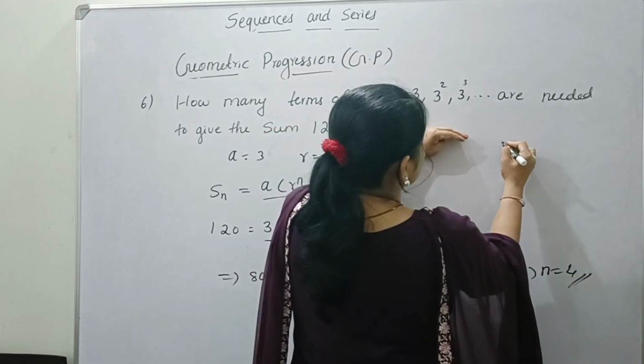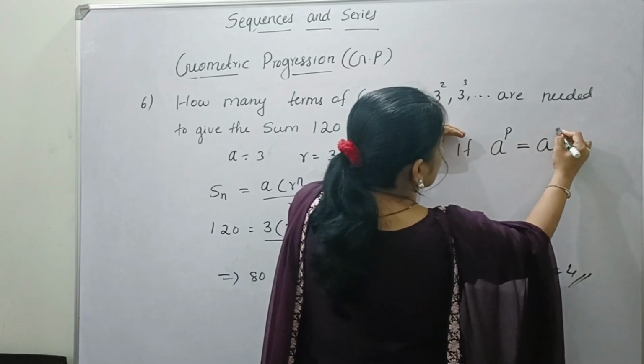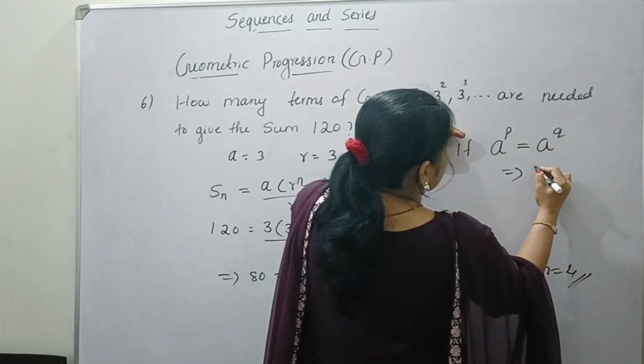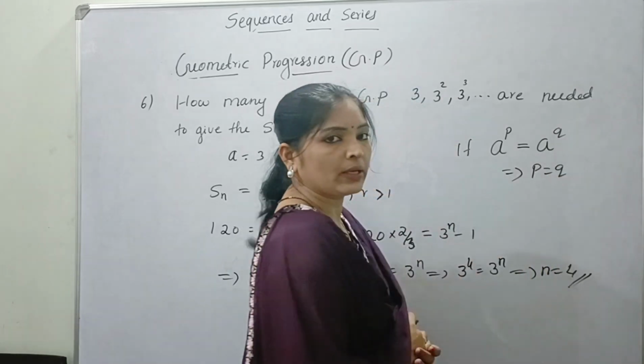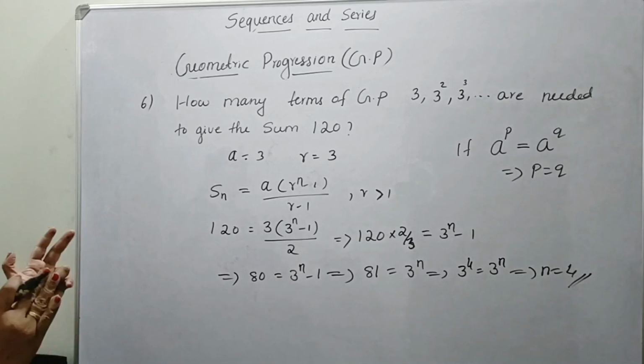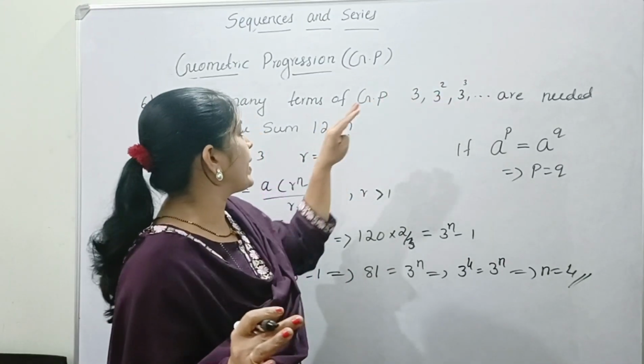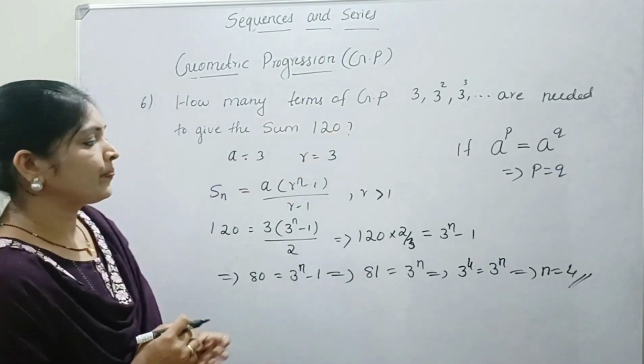We have already studied that if a raised to p is equal to a raised to q, then that implies p is equal to q. So here n is equal to 4. So 4 terms should be added. Here 4 terms should be added to get 120.